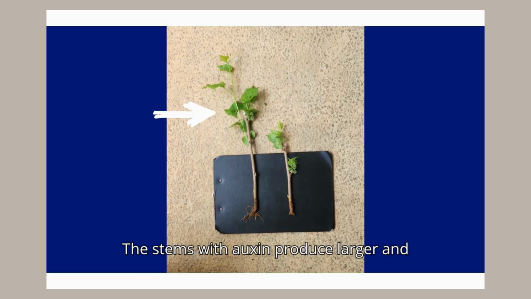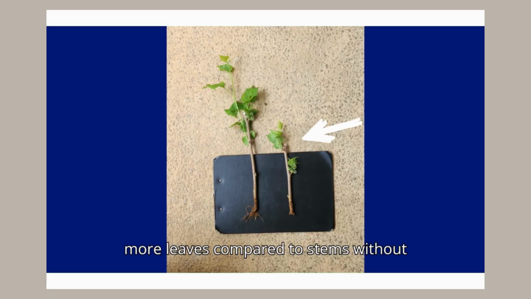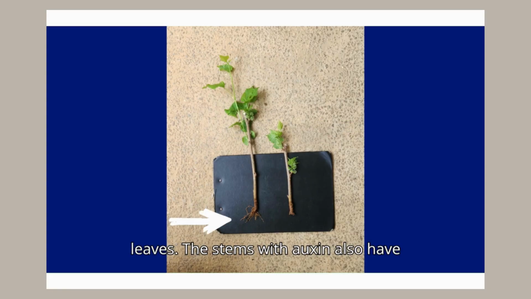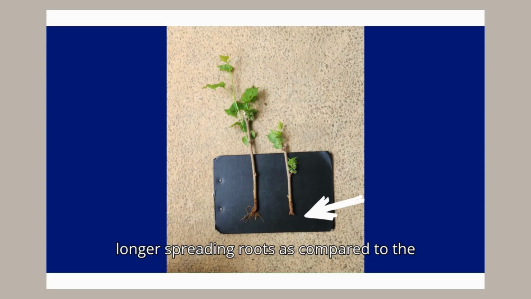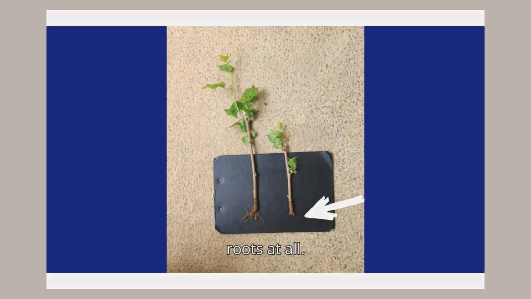The stems with auxin produce larger and more leaves compared to stems without auxin that sport smaller and fewer leaves. The stems with auxin also have longer, spreading roots as compared to the stems without auxin with short or no roots at all.